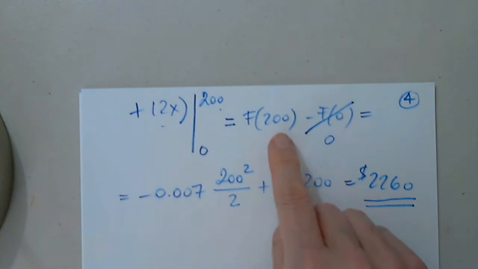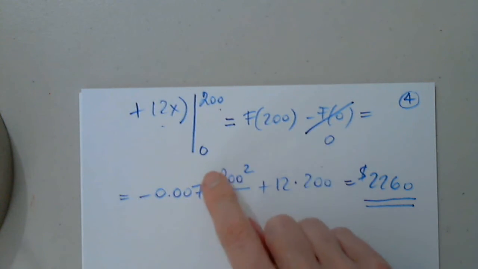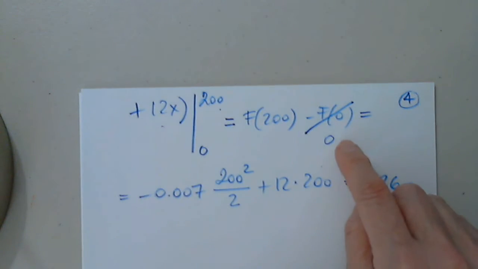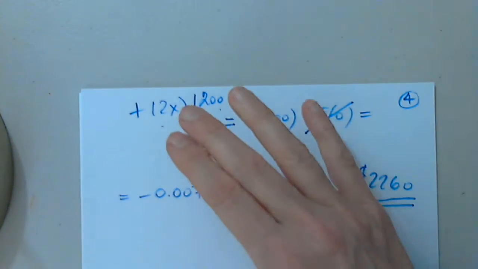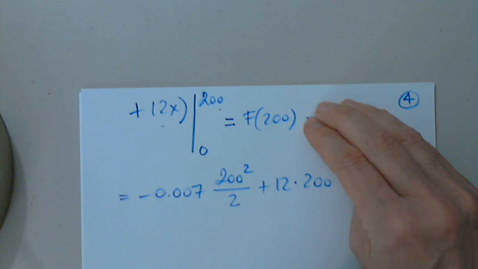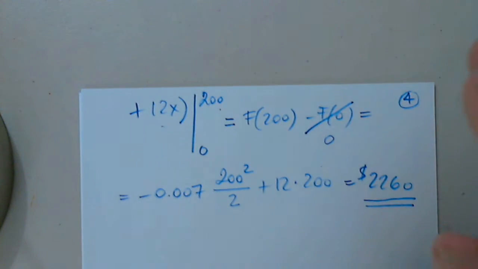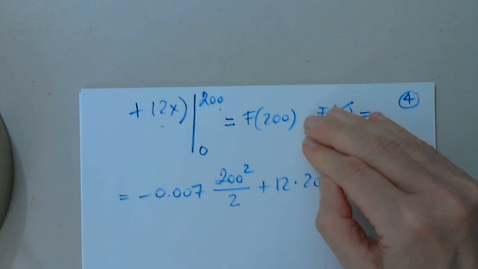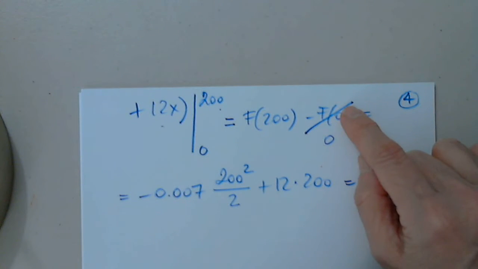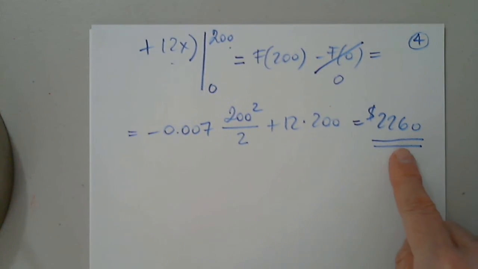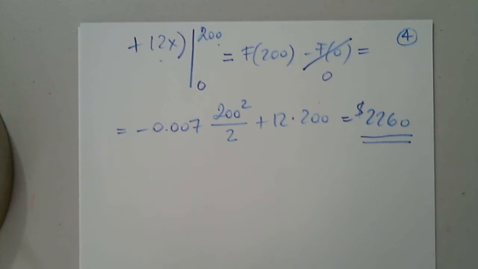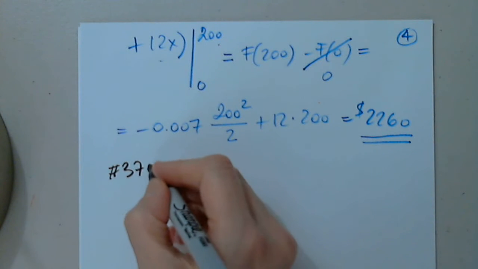In the function, I plug in 200, and I subtract when in the function I plug in 0. But because in this example this number was 0, I omitted it. But you have to be careful. This is not always 0. So we got this, and this was our cost. Okay. Let's also look at 37 on the same page.